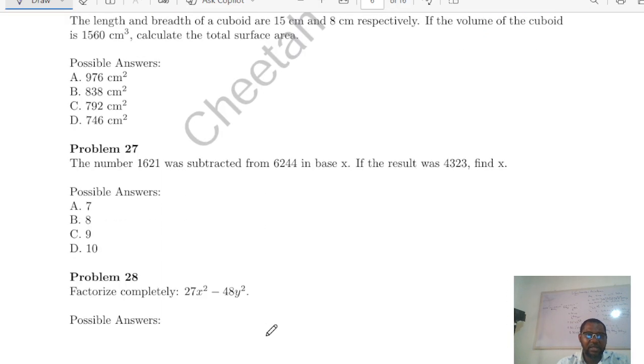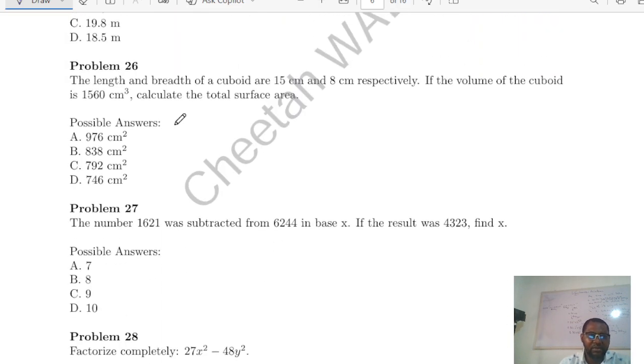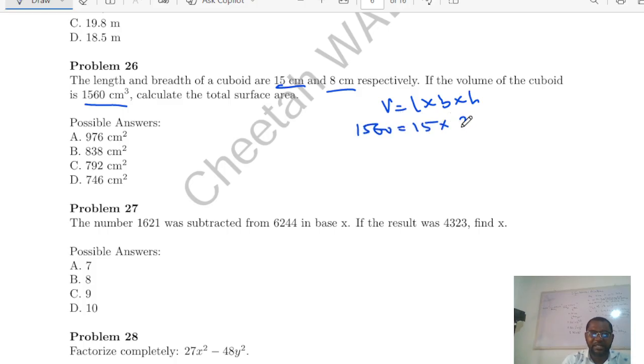Okay, now the next one, question number 26, says the length and the breadth of a cuboid are 15 centimeter and 8 centimeter respectively. If the volume of the cuboid is this, calculate the total surface area. Ooh. Now we can't find the total surface area until we know what the height is, because the volume of a cuboid is length times breadth times height. Okay, so since the volume is 1560, the length is 15, the breadth is 8, we need to find the height.